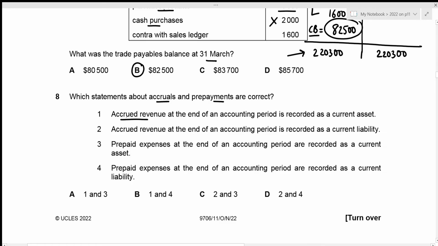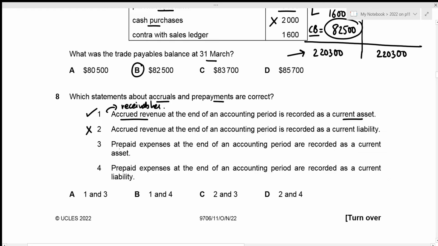Accrued revenue is just the revenue that we are yet to receive. So this is just our receivables, right? And we know that all of our receivables are current assets. So this statement is correct. Then the second one is accrued revenue at the end of an accounting period is recorded as a current liability. So once it is a current asset, it cannot be a current liability. So this statement is automatically incorrect.